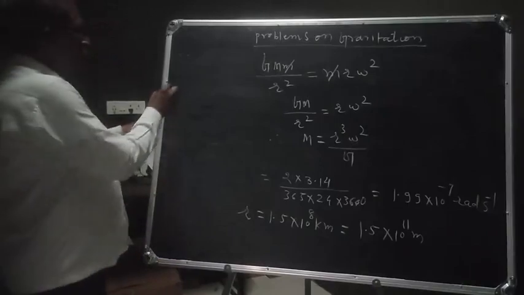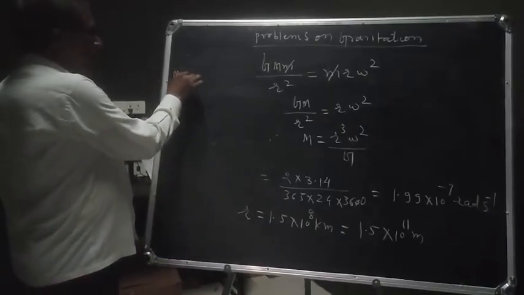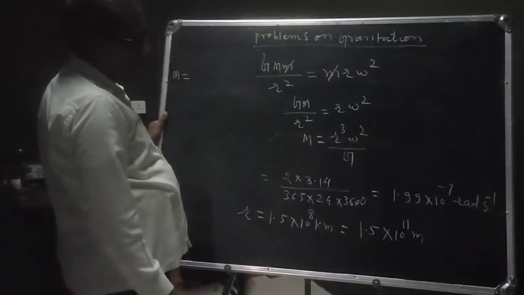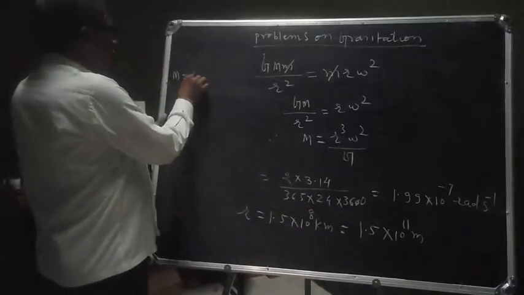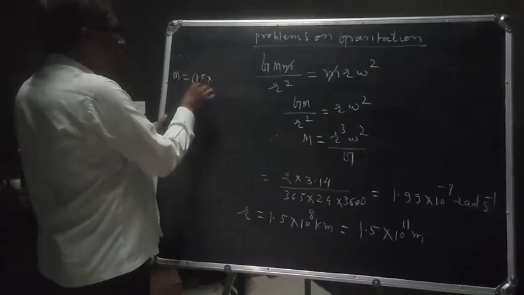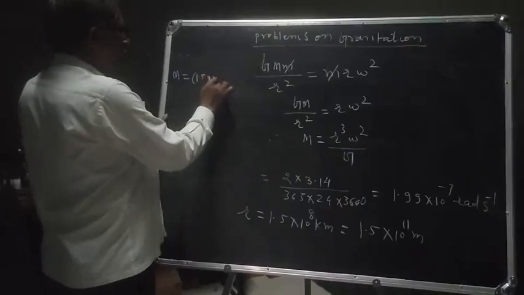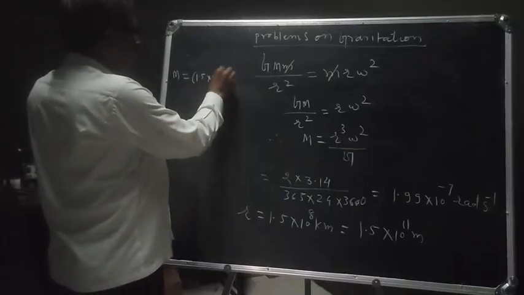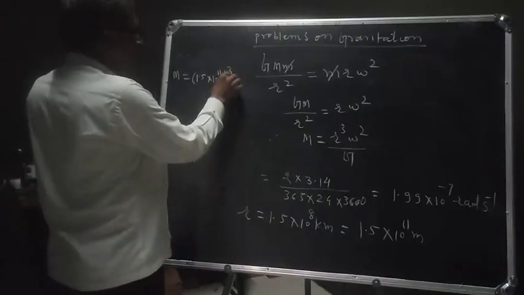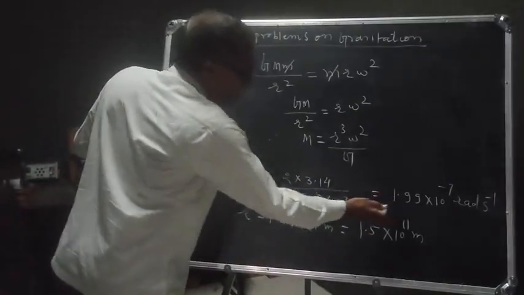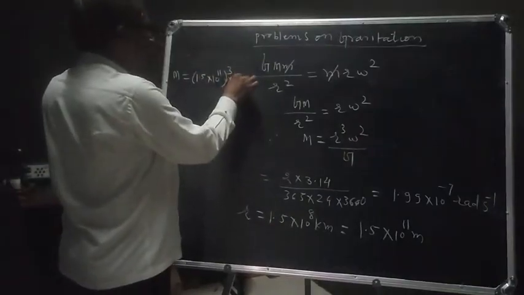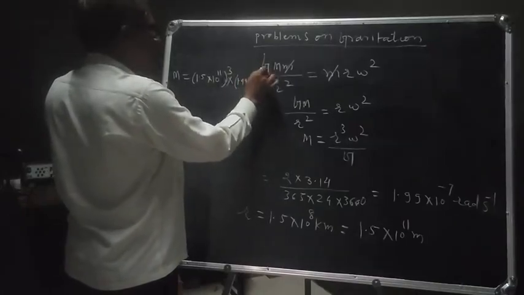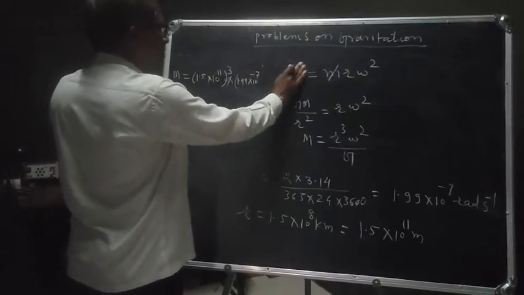Therefore, I write here mass equals the value of r, that is the radius of Earth's orbit, which is 1.5 into 10 raised to 11 meter, whole cube, into the value of omega, that is 1.99 into 10 raised to minus 7, whole square.